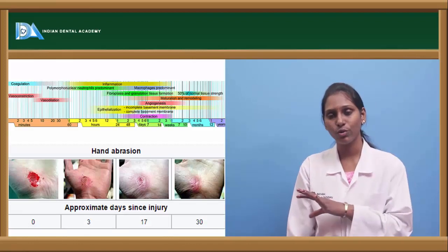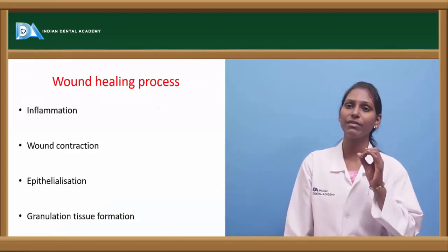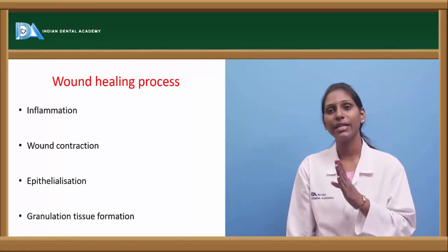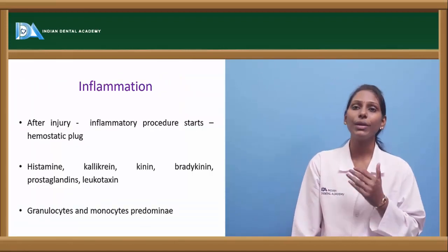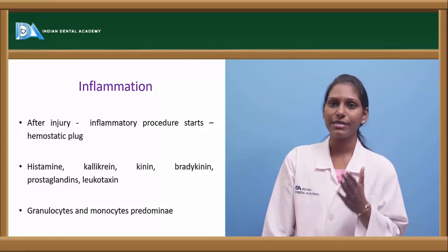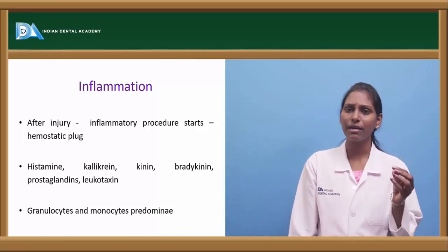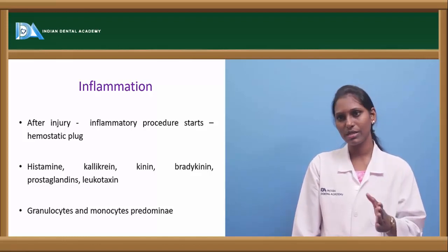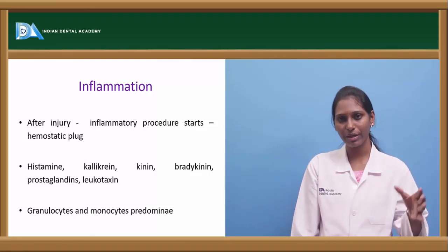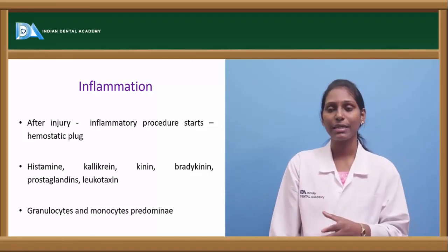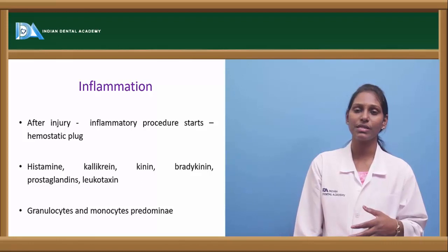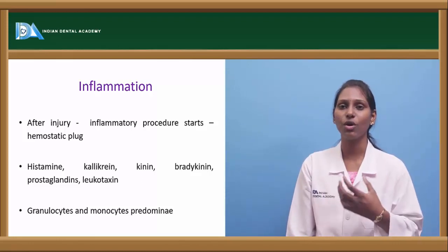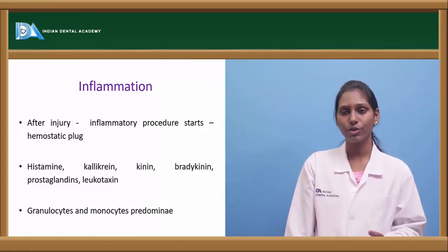So this is the process of wound healing, where in the mechanism of wound healing we see inflammation, wound contraction, epithelialization, and granulation tissue formation. Now coming to inflammation. In the first phase of inflammation, what happens? Immediately after the injury, there is the vasoconstriction and vasodilatation phase. During the formation of the hemostatic plug, an inflammatory procedure starts. This calls for the infiltration of polymorphonuclear leukocytes, neutrophils there.